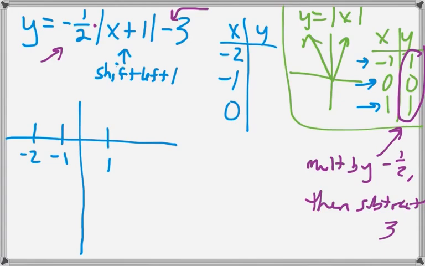But again, the easiest way to get the coordinates is just to do the operations to the y column. So if we take 1 times negative 1/2, we get negative 1/2. And then if we subtract 3 from that, we get negative 3.5. And we had 2 points with a y value of 1 in our table for the original. And then we had a y value of 0. So if we multiply that by negative 1/2 and then subtract 3, that will give us the y value for that point.